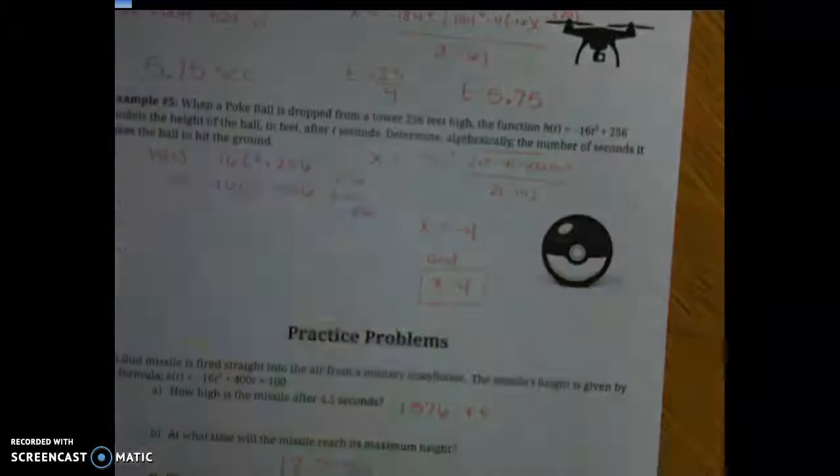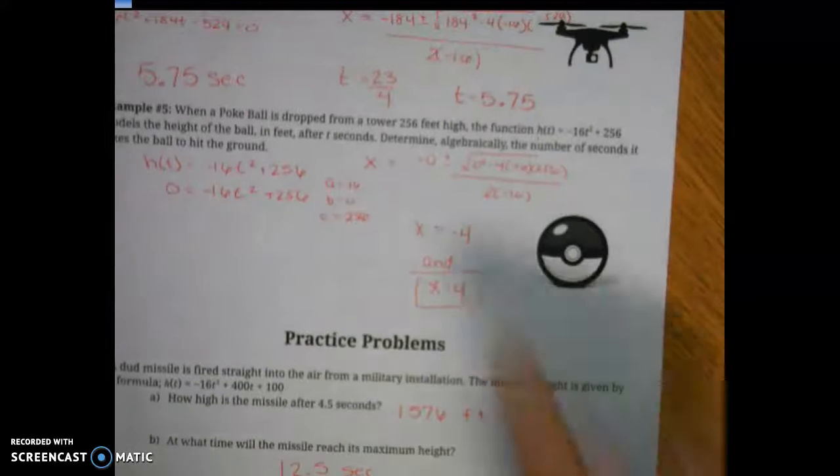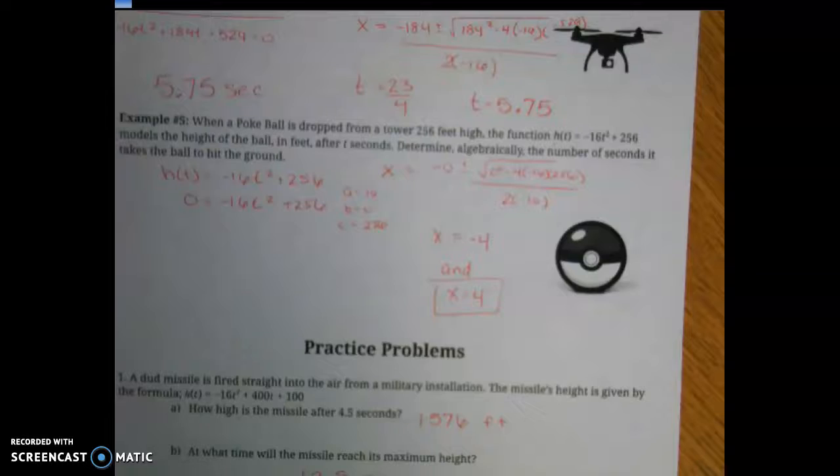Once you plug your numbers into the formula, you should have gotten x is negative 4 and x is 4. Since we can't have a negative number of seconds, your answer would be 4, so 4 seconds.